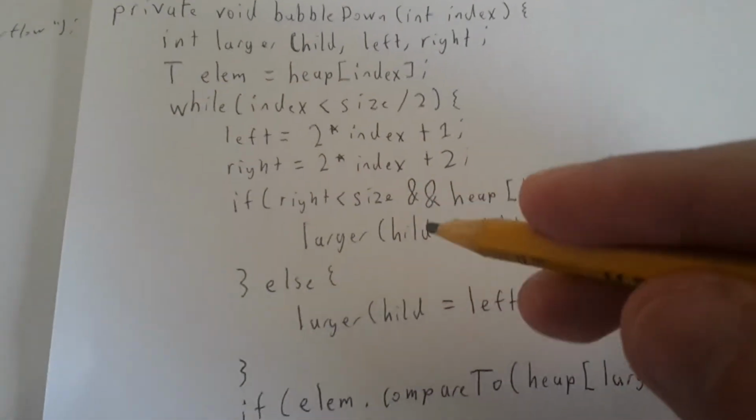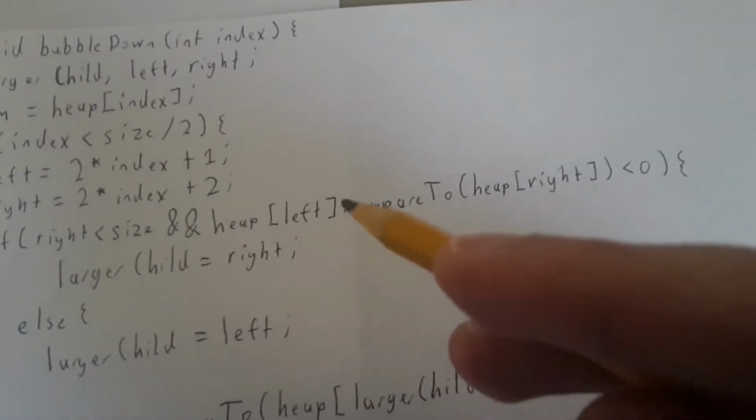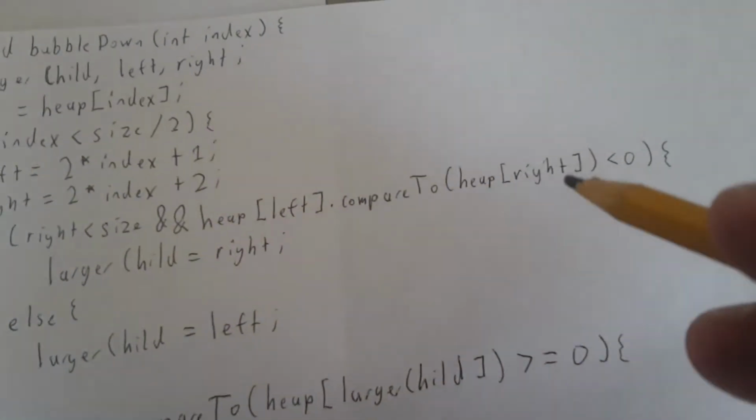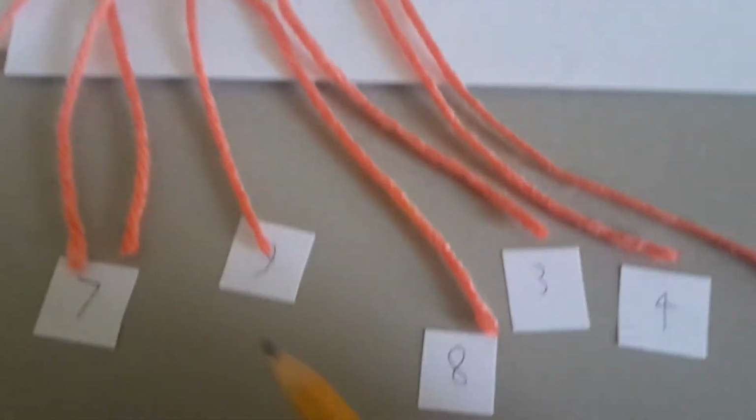Okay. Well, right is less than size. Right is 2 and size is 6, so that's true. And the element at index left is less than the element at index right. So let's check if the element at 1 is less than the element at 2. So the element at 1 is 9.